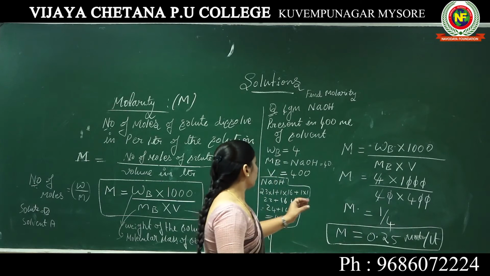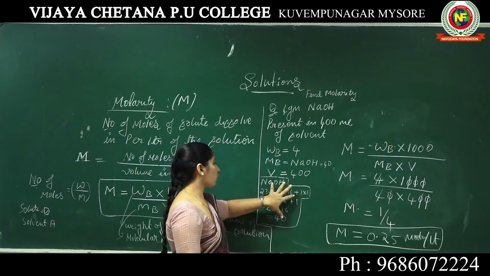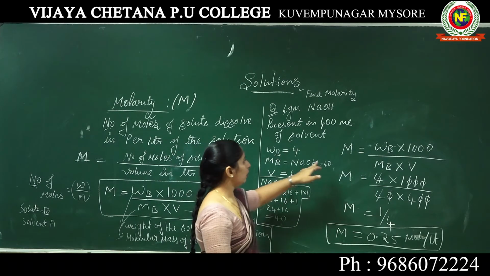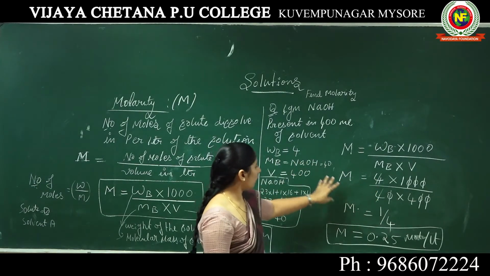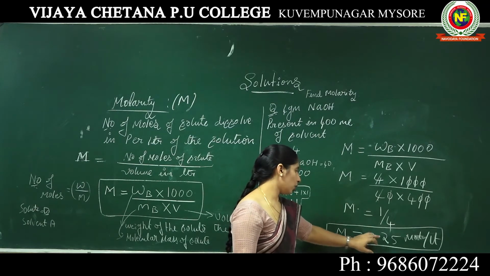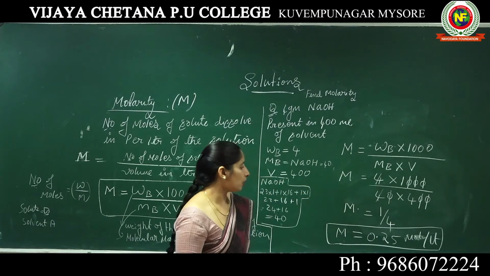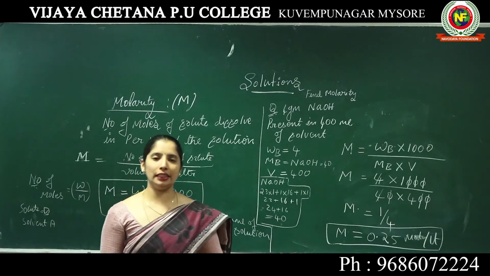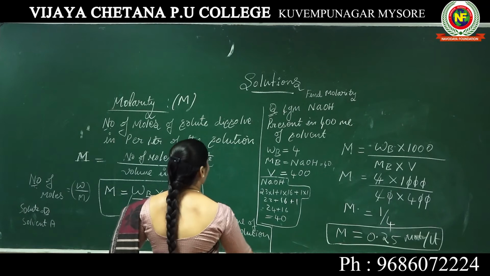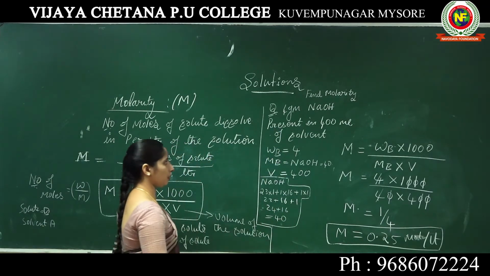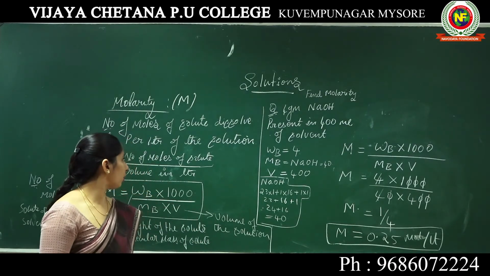Got it? So first you analyze the question, write all the given data, then find out the molecular mass, then write the equation, and you get the answer. The molarity always has the unit, so molarity equals 0.25 mole per liter. 0.25 mole per liter is the molarity of this 4 gram of NaOH present in 400 ml of solvent. Got it?